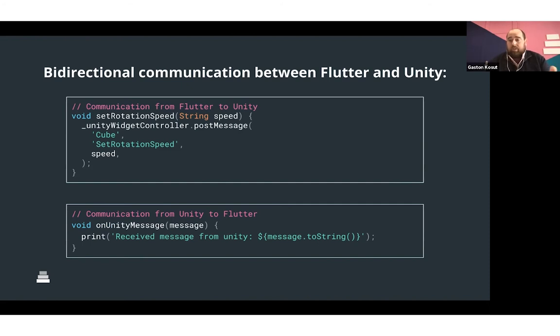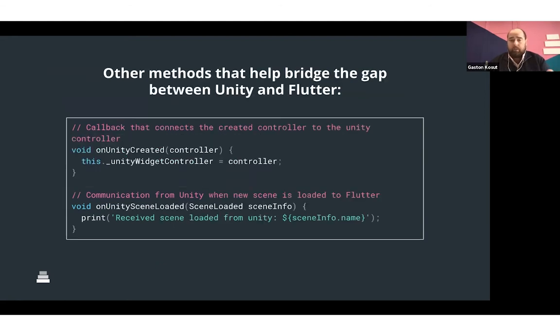And also, besides this mechanism to communicate these two modules, we have other methods that help bridge the gap between Unity and Flutter. For example, we have onUnityCreated, where you receive the controller, which allows you to send messages to the Unity module. This is in the Flutter environment, and you can receive events from the Unity module, for example, onUnitySceneLoaded. This is something you could need in order to do something in the Flutter environment when a scene finishes its loading process. There are other methods, but the idea was to show some examples of them.